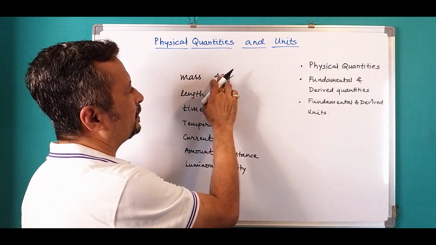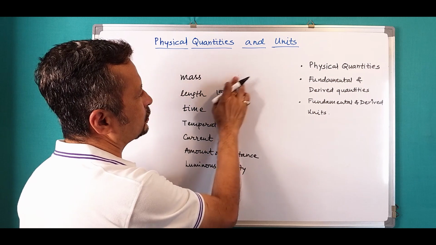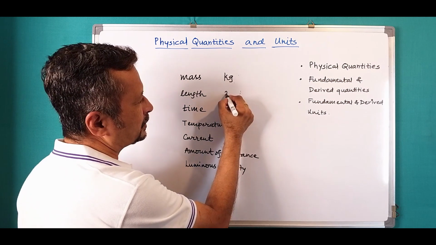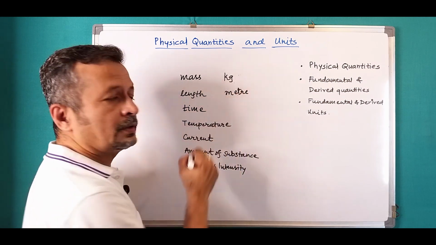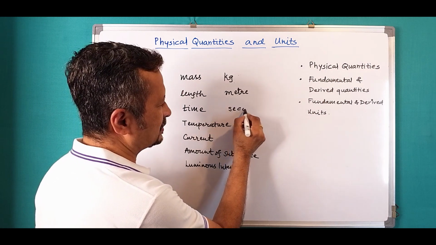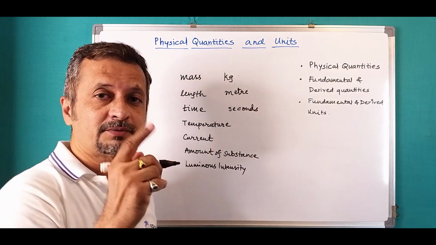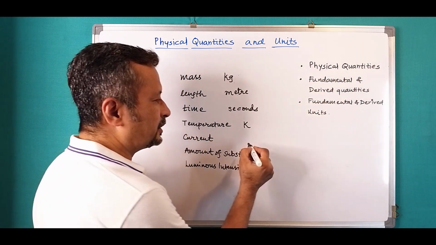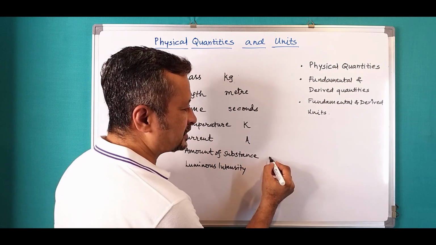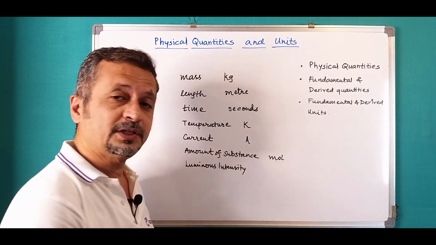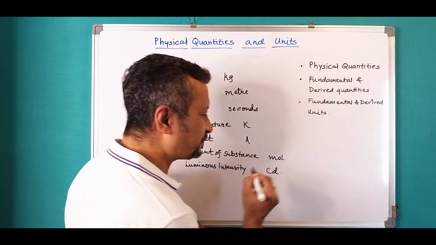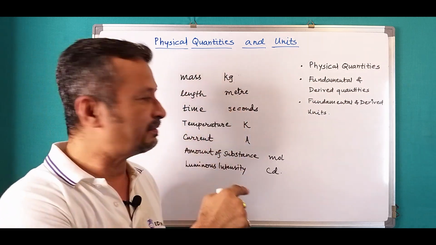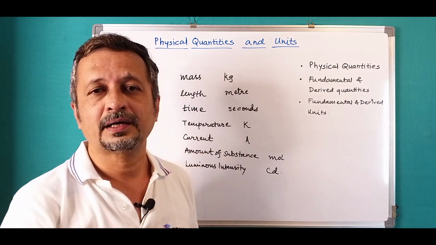Now here mass is measured in kilograms or grams even. Length is measured in meter, time is measured in seconds, temperature is measured in Kelvin. When we say Kelvin, it is absolute temperature. Current is measured in amperes, amount of substance is measured in mole, and luminous intensity is measured in candela. Okay, now you must have seen I have written kilogram, meter, seconds, Kelvin, ampere, mole, and candela, right? These are units.